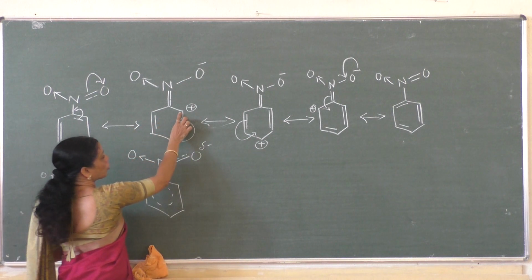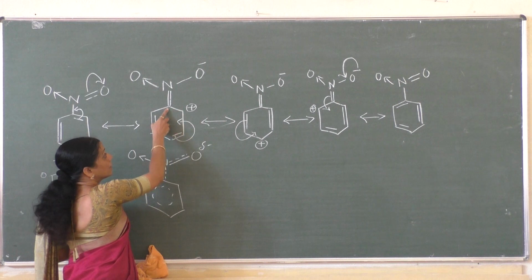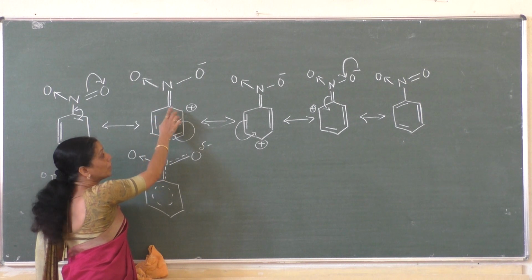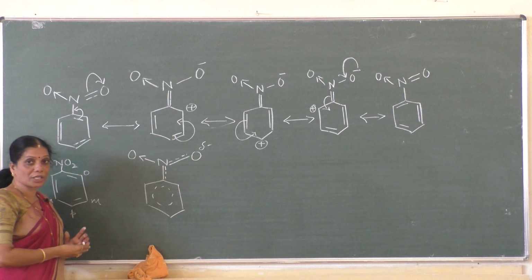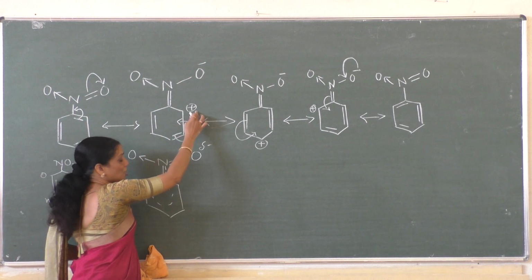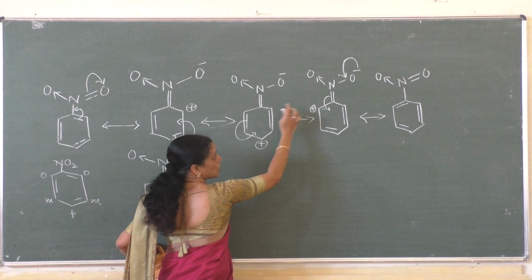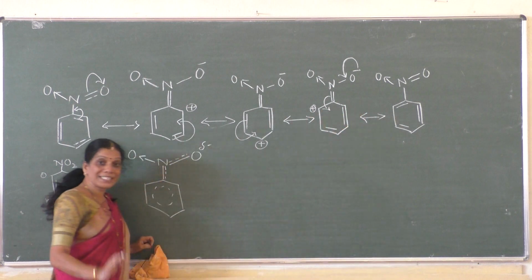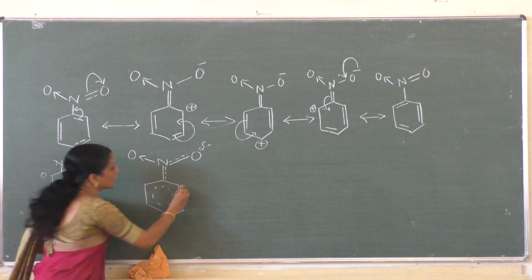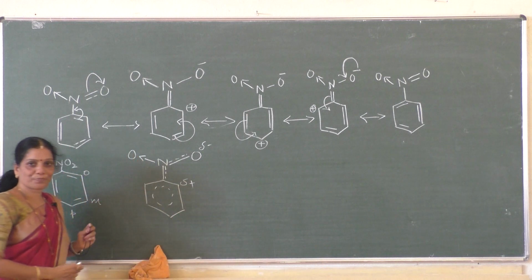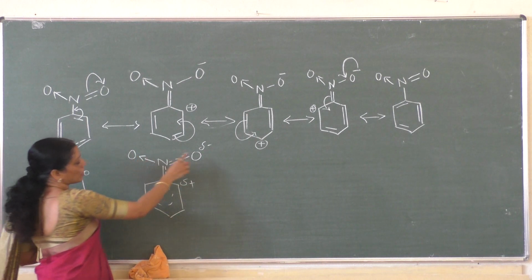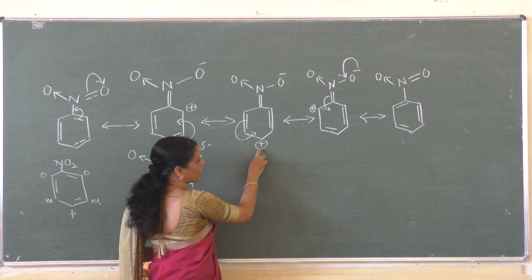See here, in the ortho position, this is the position of the NO2 group, the immediate next position is the ortho position, it carries a positive charge. But in the next structure it doesn't contain a positive charge in this ortho position, isn't it? That means it is not permanent. What should I write? Partial positive. Clear now students?